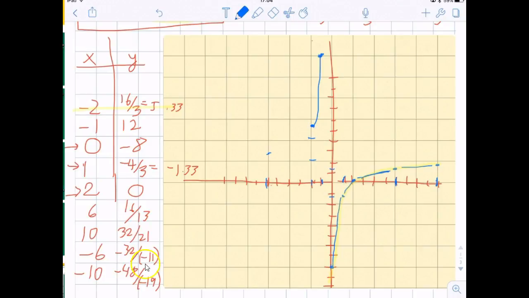Okay, and then finally the last one, negative 10, comma, and then negative 48 divided by negative 19. That's a positive number, right? The two negative numbers dividing each other are going to give you a positive number. 48 divided by 19, that's about 50 divided by 20. Okay, 50 divided by 20 is about 2.5. So it's about positive 2.5. So negative 10, comma, positive 2.5, about right there.